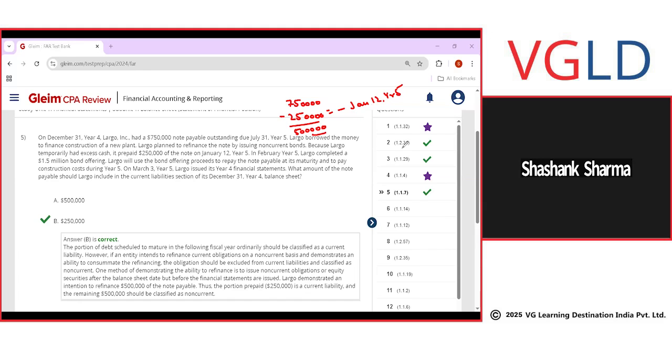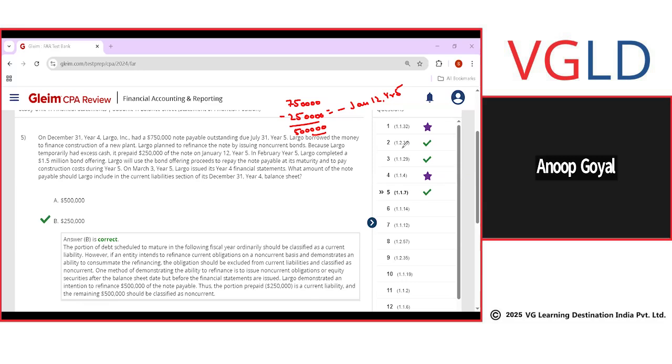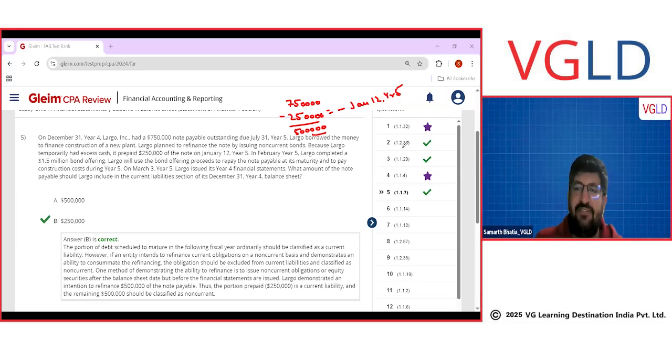What is this 1.5 million bond offering? So it is nothing, it's new bonds, I would say. It's a non-current liability that will not be reflected in relation to this. No, it's only 500,000 we are refinancing. Whatever the previous notes are there, first of all, out of 1.5 million, 500,000 will be repaid to the old notes, and 1 million is the new bonds, I can say.